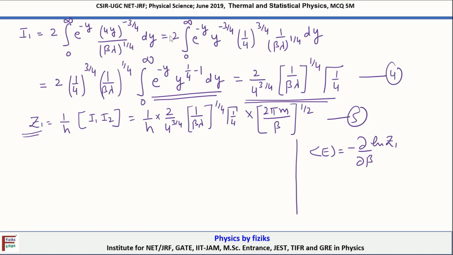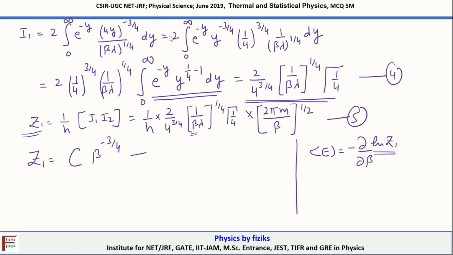Okay, so that means we only need to worry about the terms which contain the beta parameter. So here in equation 5, I can write the partition function Z1 as equal to, clubbing all the constant terms into the parameter C, and then looking at the beta parameter, beta power 1 by 4 and beta power 1 by 2. If we solve this, Z1 turns out to be equal to some constant term times beta power minus 3 by 4.